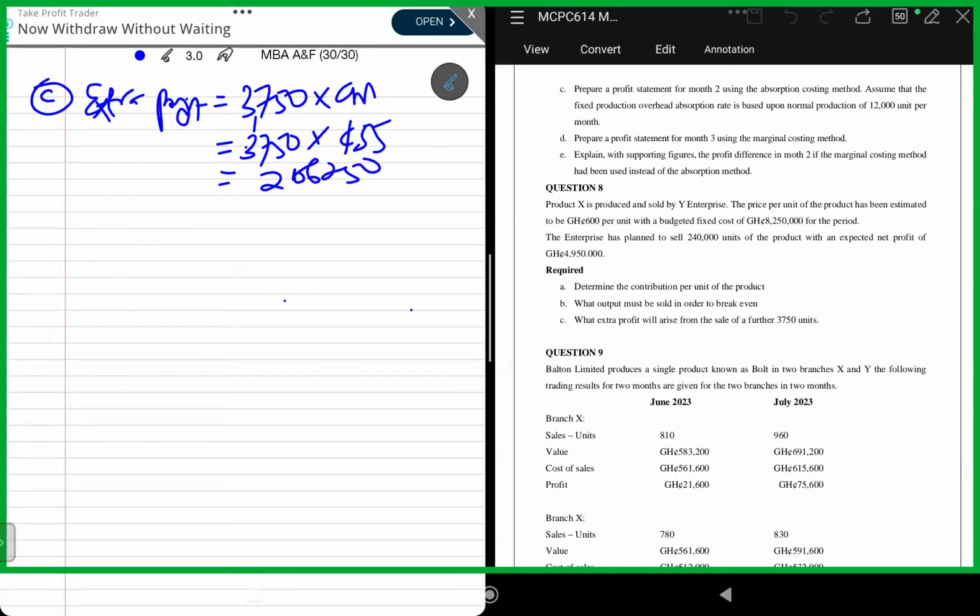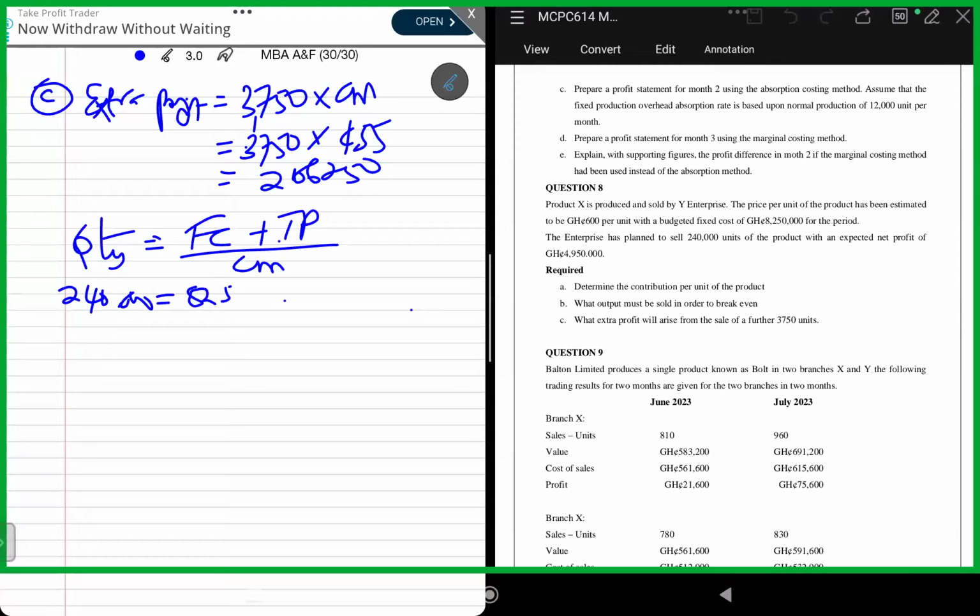If we want to use a long method, a very long method, the quantity equals the FC plus the target profits. The target profit we want to have, the extra profit over the contribution margin. Then we can first use the 240,000, which they want to sell. So we say 240,000 here equals the 8,250,000. We should get the same figure.